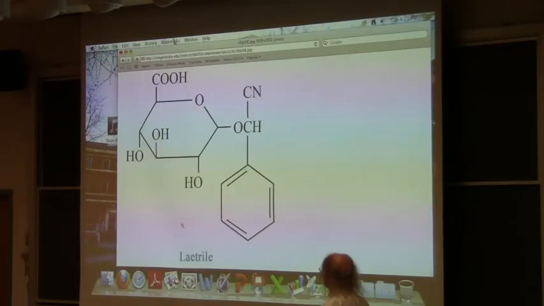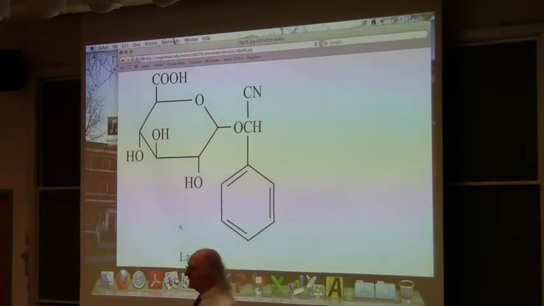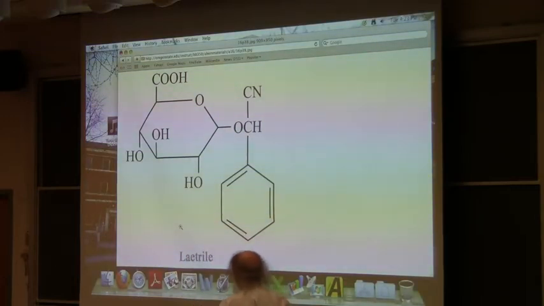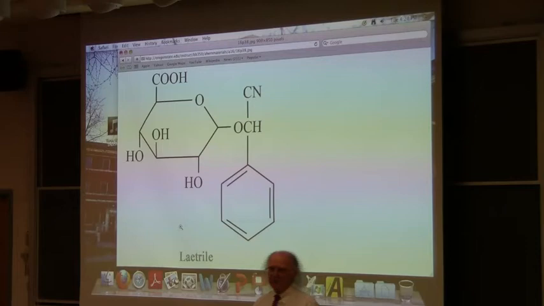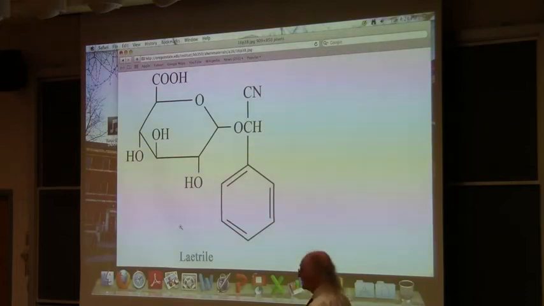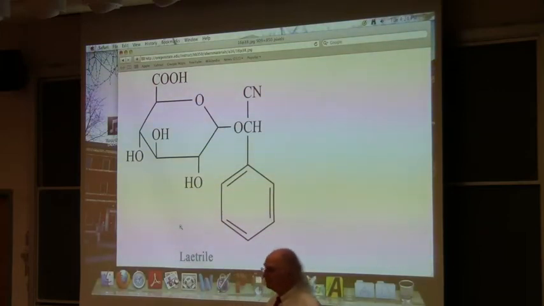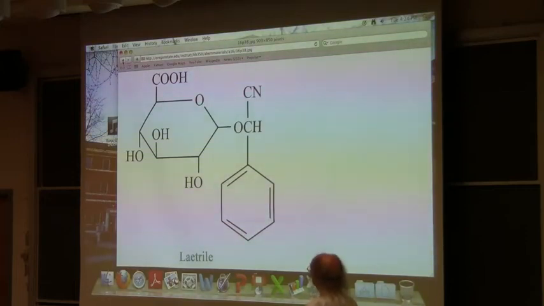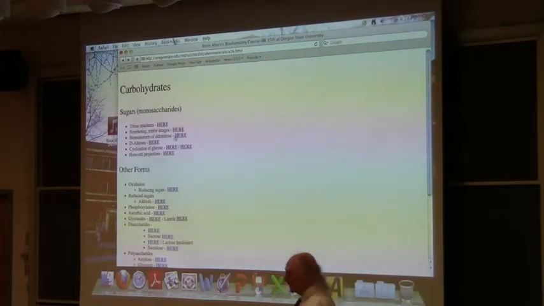Here's an important glycoside, laetrile. Laetrile is a poison that is found in apricot pits, among other things. And some people think it's a magic drug, which it really isn't. That's cyanide right there. And cyanide can be released, and probably not something that you want to have happen. It's also found in almonds. And no, it's not found in an abundant enough amount in almonds to kill you.